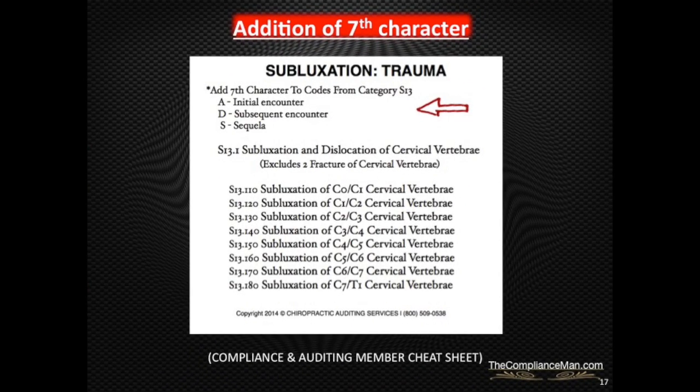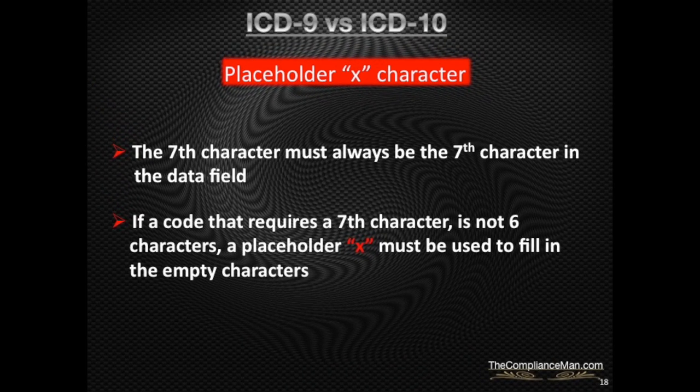Now in the tabular list, when you're looking up your code, you'll see that they will actually let you know that they need a seventh character to further define that code. So in this example, in Chapter 19 under S13, subluxation, which is traumatic, you'll see just above the code that they're asking you to add a seventh character. The seventh character must always be in the seventh character data field.